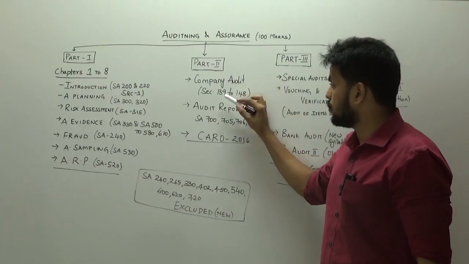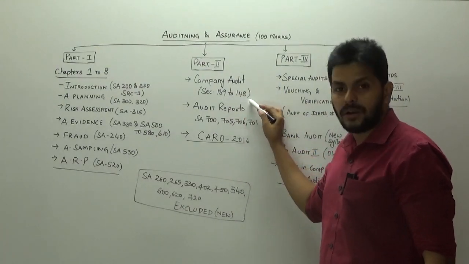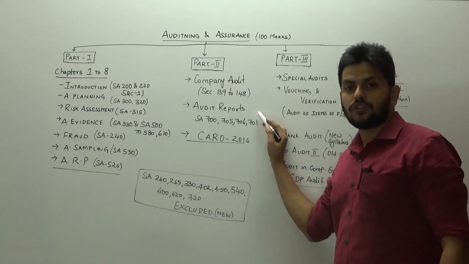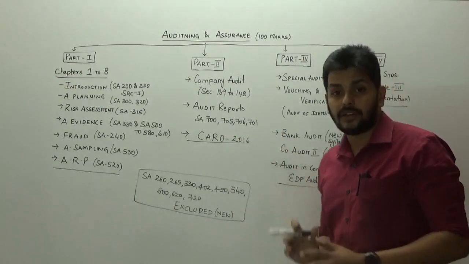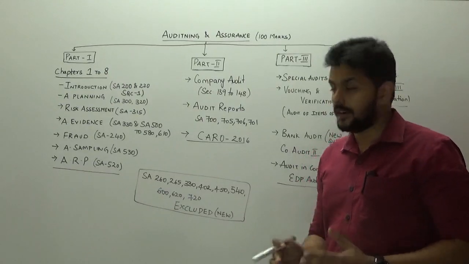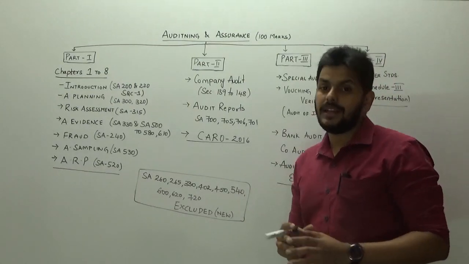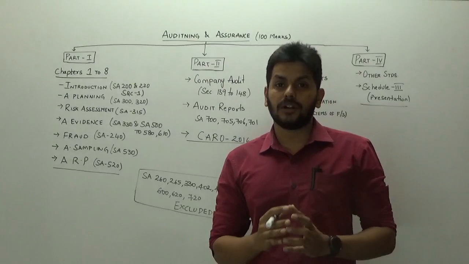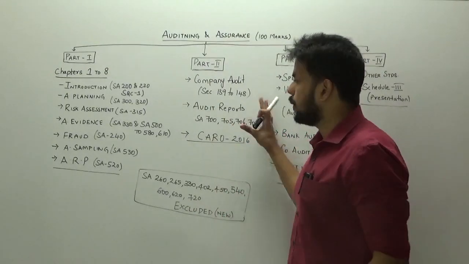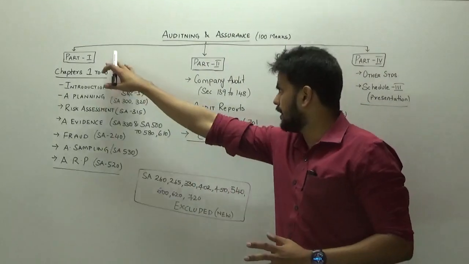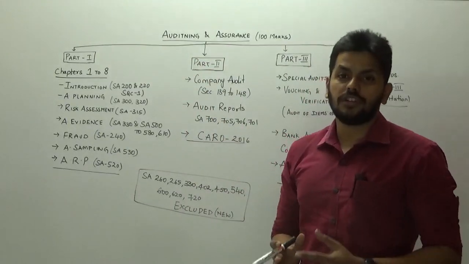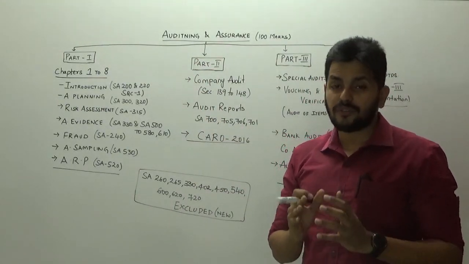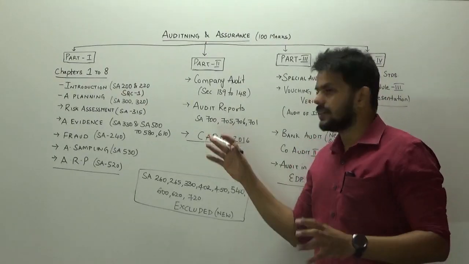Company audit, which ranges from sections 139 to 148. Audit reports, the 4 standards, standard number 700, 705, 706 and 701, the 4 important standards of the audit report, and the complete reading of Company Auditor's Report Order 2016. This will be your second part, and by then, if you are able to finish part 1 and part 2, you are almost reaching 75 to 80 marks of your paper comfortably with great ease.